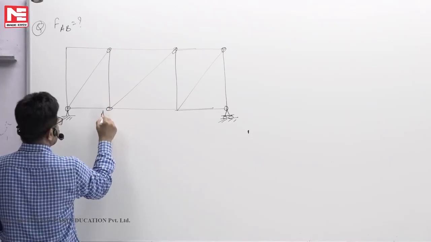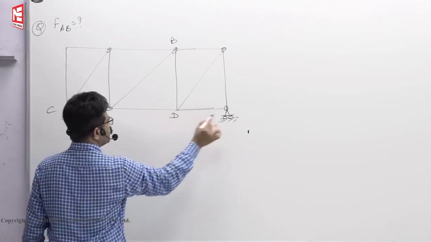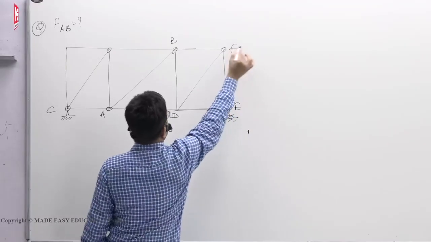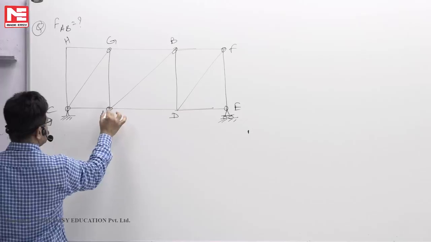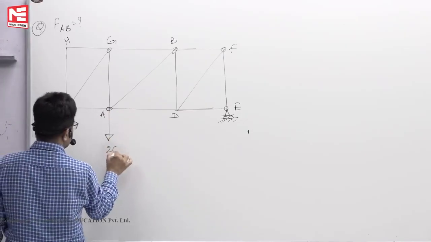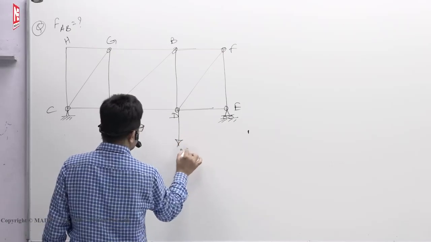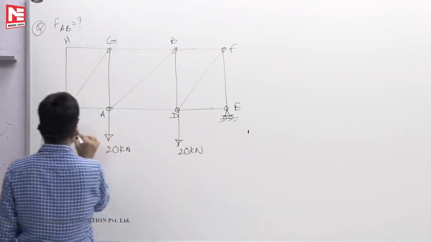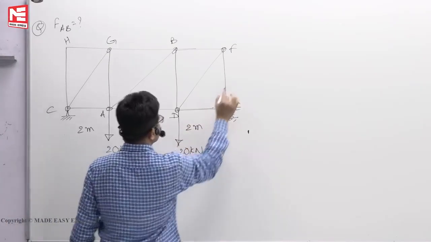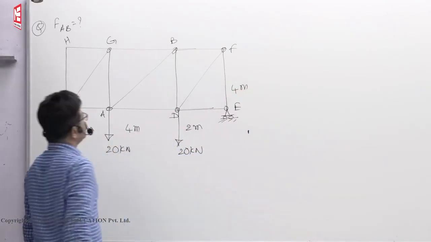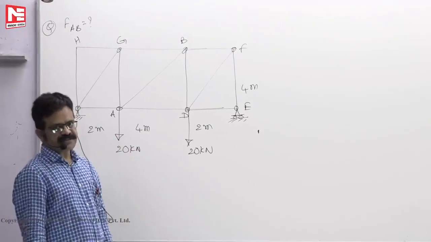This member you take as A, B, then the others you can take C, D, E, F, G, H, whatever we want. Assume that there is a load of say 20 kilonewton. Here also there is a load of 20 kilonewton. So this is 2 meters, let us say 4 meters, 2 meters, 4 meters. So now we have a truss like this. It is a simply supported truss.